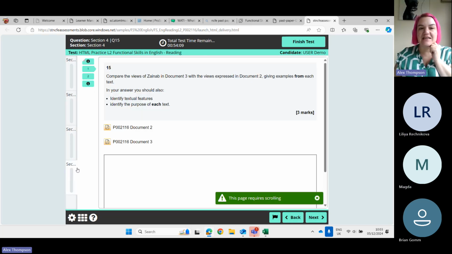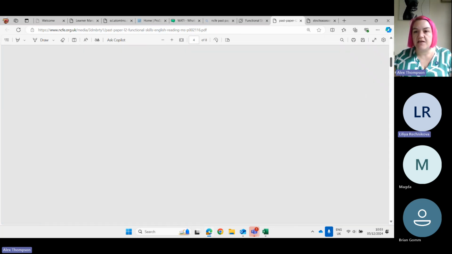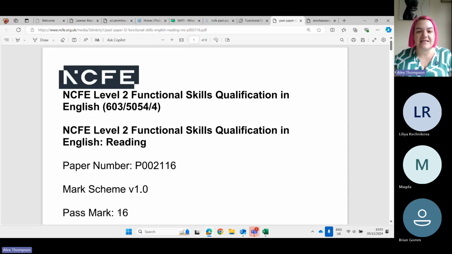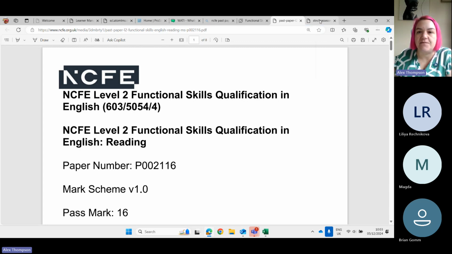And then the final section is only 2 questions long, but they are slightly higher in marks. So we do need to spend a little bit more time when we're answering these questions. Now, again, because it's the reading paper, the whole thing is only out of 30 marks, and we only need 16 in order to pass. However, it's always good to make sure that we get those marks where we can.